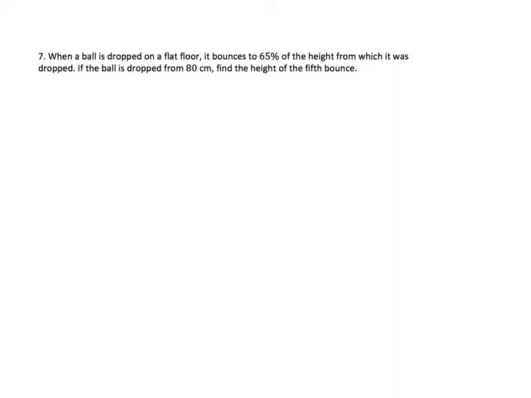This is an interesting question, because you sense that it's a sequence, but they don't tell you which kind of sequence it is. So when a ball is dropped on a flat floor, it bounces to 65% of the height from which it was dropped. The ball is dropped from 80 centimeters. So I drop the ball from 80 centimeters. Let's say then that U1 is 80. And all my answers are in centimeters.